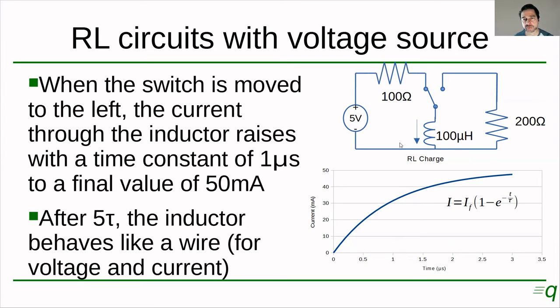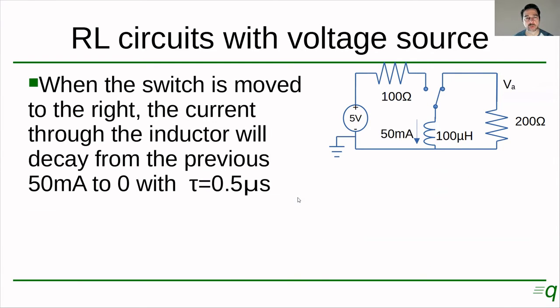And what is long enough time? Well, long enough time is going to be 5 times the time constant, which is 1 microsecond. So after 5 microseconds, we're going to have 50 milliamps flowing through this loop, right? And the current is going to flow like this. After 1 microsecond, we will have 67% of the final value there. And after 5 microseconds, which is 5 time constants, we're going to have 50 milliamps, okay?